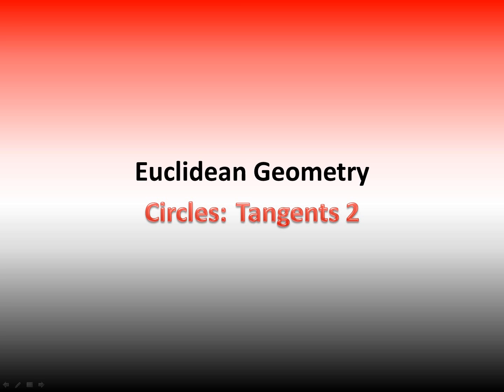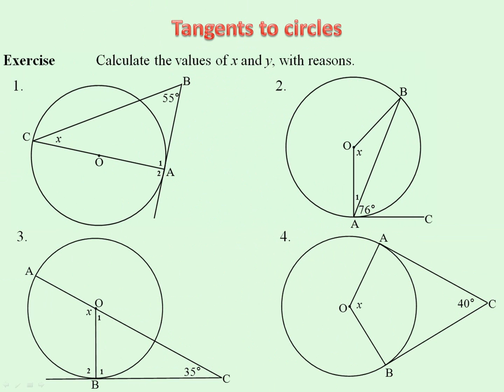Circle geometry, tangents, part 2. We'll start off with 3 screens of exercises, just to practice again. A lot of these are to do with that radius tangent theorem that says that the angle between a radius and a tangent is 90 degrees. But we're bringing in the other radius theorems and a couple of other circle theorems as well.